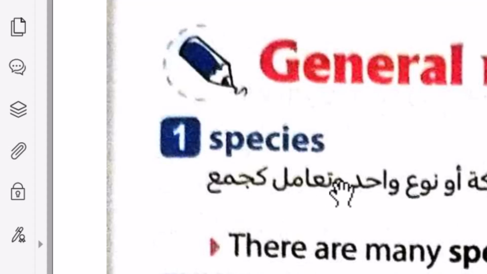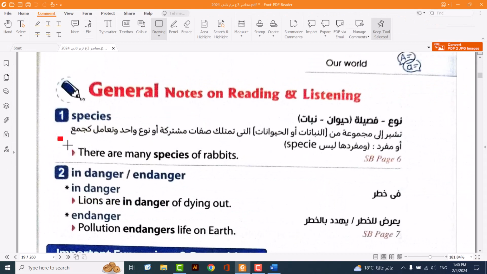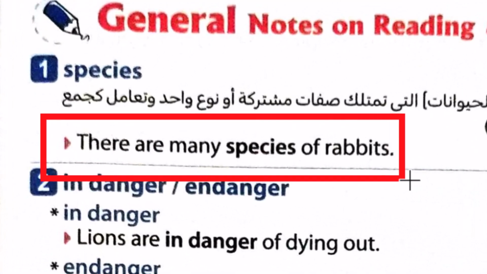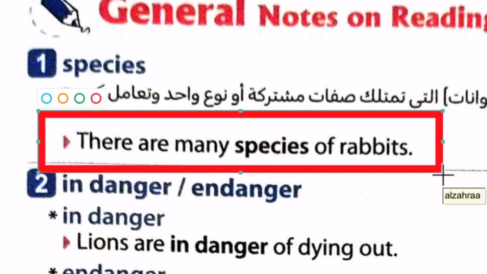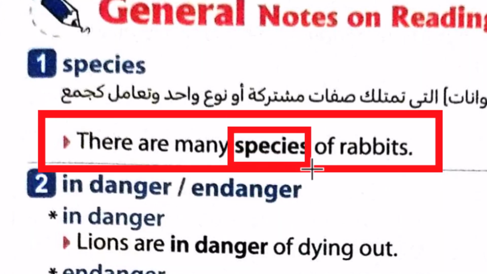This is a very, very important thing that you should understand. For example, if you notice with me this sentence, we say that there are so many species of rabbits. What is the meaning of a species? A species here means kinds, types, أنواع. This is a very important thing that you should consider while talking about the word species.